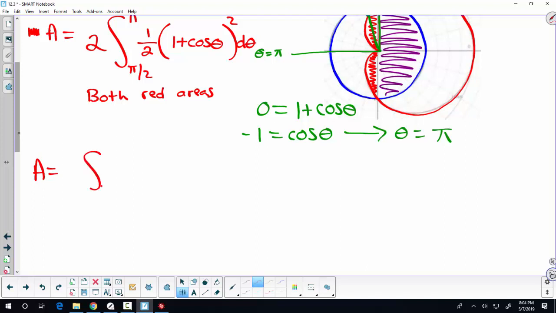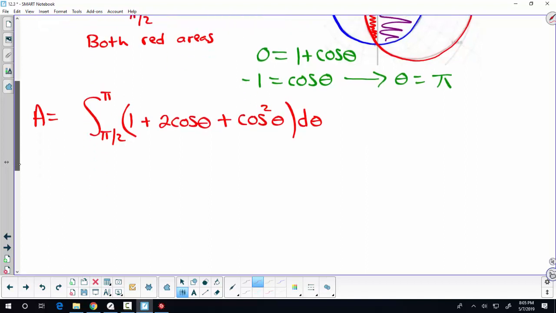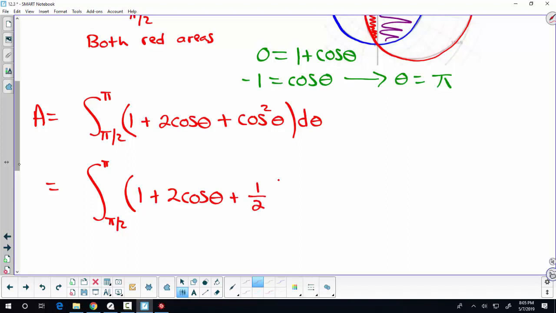So we've got the integral from pi over 2 to pi. 1 plus cosine theta squared, we're going to FOIL or expand that out. So we have 1 plus 2 cosine theta plus cosine squared theta. Integrate each piece. Let's write our cosine squared as 1/2 times 1 plus cosine of 2 theta.